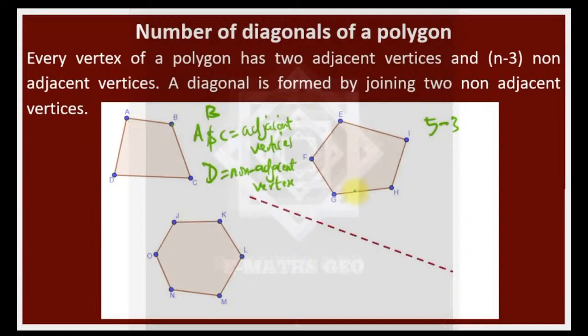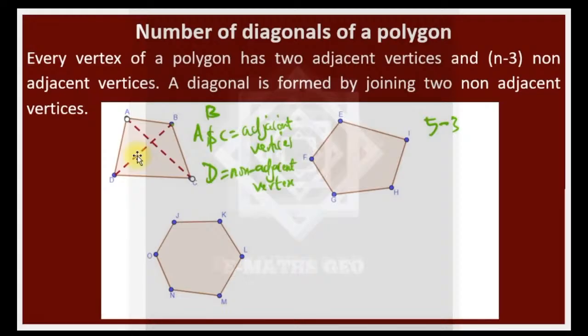So coming to the major thing, because we are trying to form a diagonal. A diagonal is formed if you join 2 non-adjacent vertices. So for the first one, which is a quadrilateral, we have this diagonal, and also this diagonal, when we join 2 non-adjacent vertices. So we have 2 diagonals, as you can see.